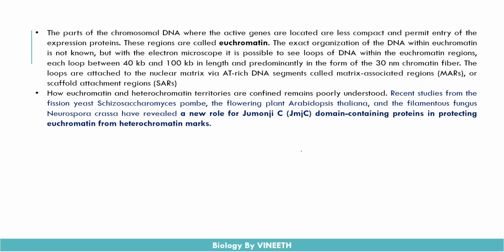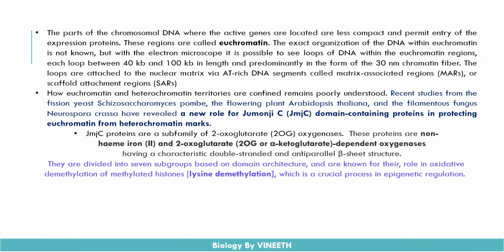Schizosaccharomyces pombe, Arabidopsis thaliana, and the filamentous fungus Neurospora crassa. Okay, so these Jumanji proteins are bromodomain containing proteins, and they were discovered in these organisms. They are responsible for protecting the euchromatin from heterochromatin marks. What they do is they transfer an acetyl group to the lysine amino acids, or they also remove the methyl groups from the chromatin to make the chromatin easily accessible for the factors involved in the transcription process. That is maintaining the euchromatin state.